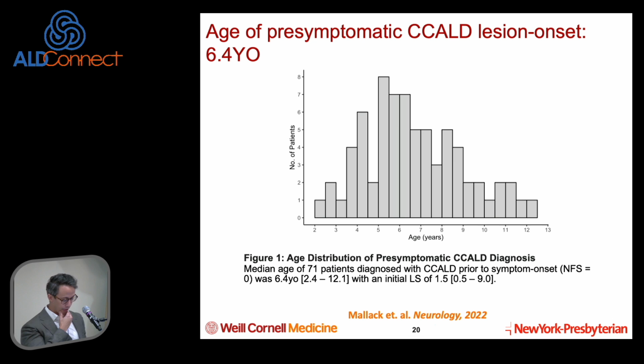So if we restrict, this data set is restricted to pre-symptomatic patients only. So if you recall from the meta-analysis, the median age of onset was 7. If we looked at just the pre-symptomatic patients as we did in this study, the median age of onset was 6.4 years old. I didn't put the figure up here, but if you restrict to the patients who are identified with cerebral disease with a Loes score of 1 or less, the median age of onset is 5.9.